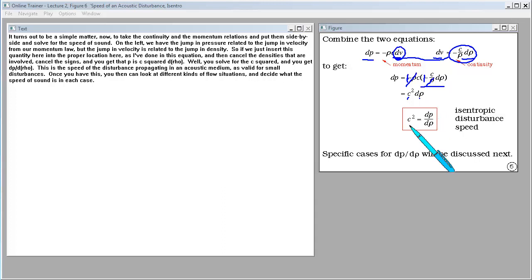Well, you solve for the c squared and you get dp d rho. This is the speed of a disturbance propagating in an acoustic medium, and it's valid for small disturbances. Once you have this, you then can look at different kinds of flow situations and decide what the speed of sound is in each case.